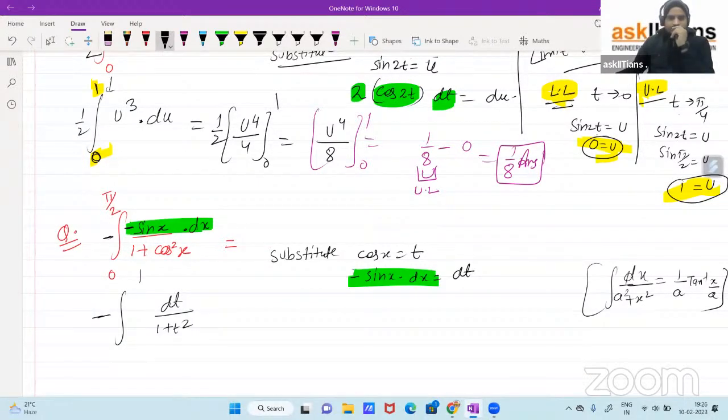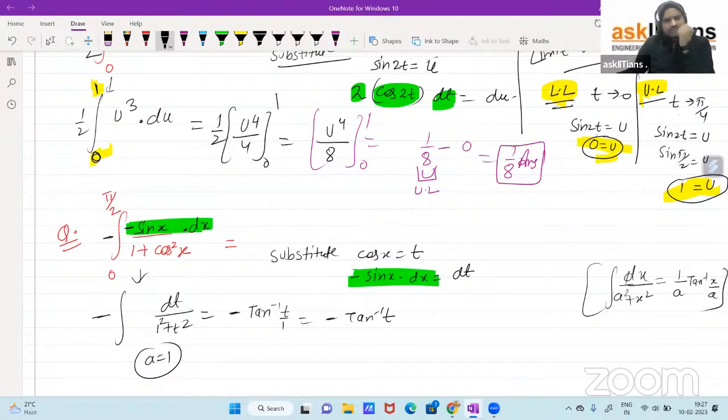So this will be equal to minus as it is, into 1 by a, where a is your 1 basically, right? You can write this one as 1 square, so 1 square and 1 are both the same. So a is 1 here. So minus tan inverse of x by a, here it will be t by a. So basically we are getting minus tan inverse of t.